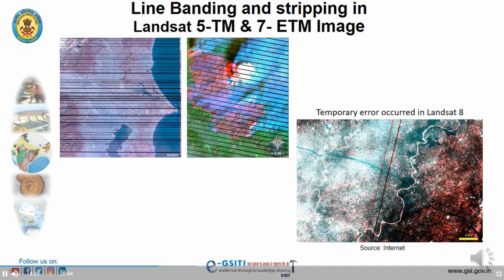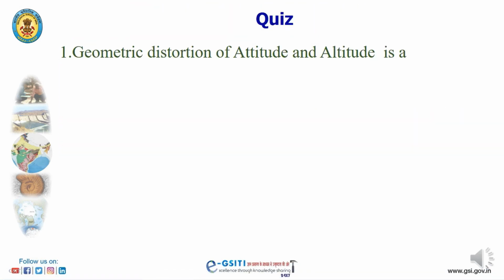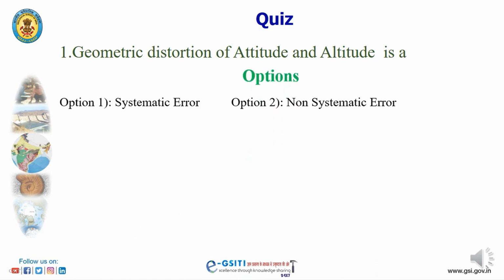I have a few questions for you. Question number 1. Geometric distortion of attitude and altitude is a, options. Option number 1, systematic error. Option number 2, non-systematic error. What is the answer? Non-systematic error.